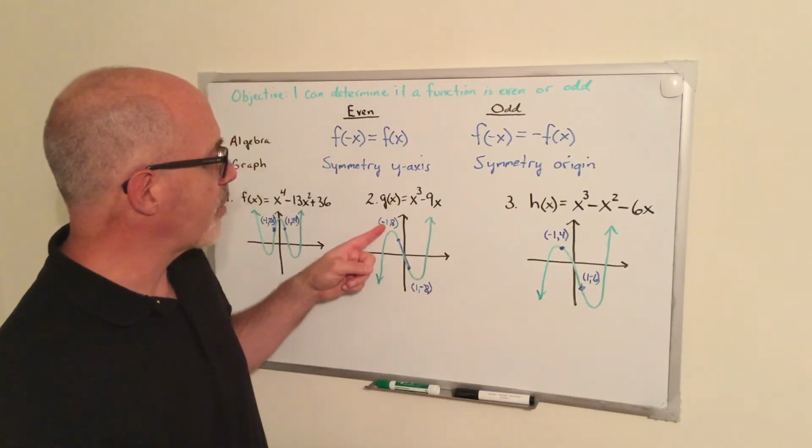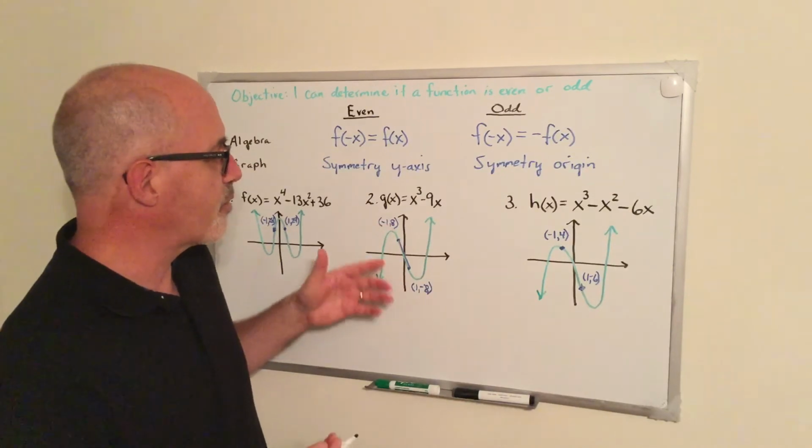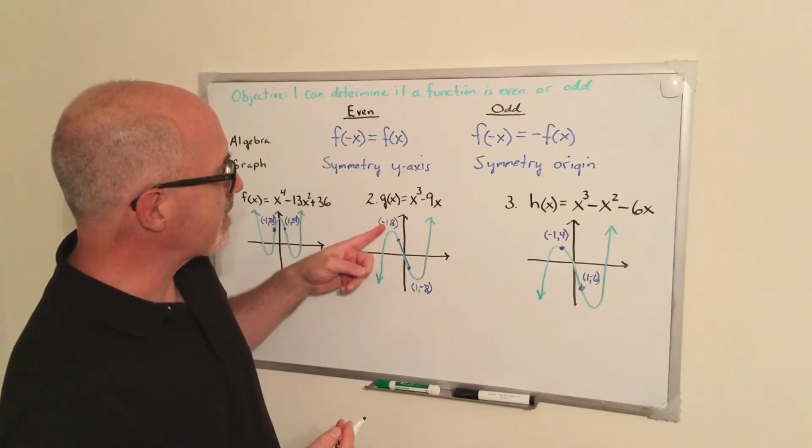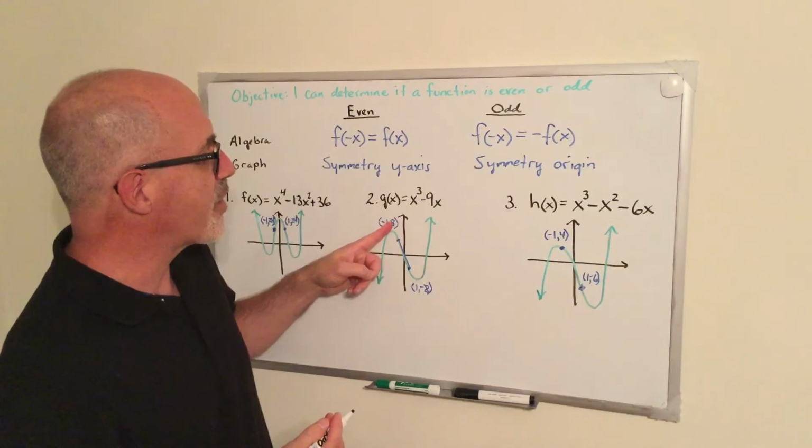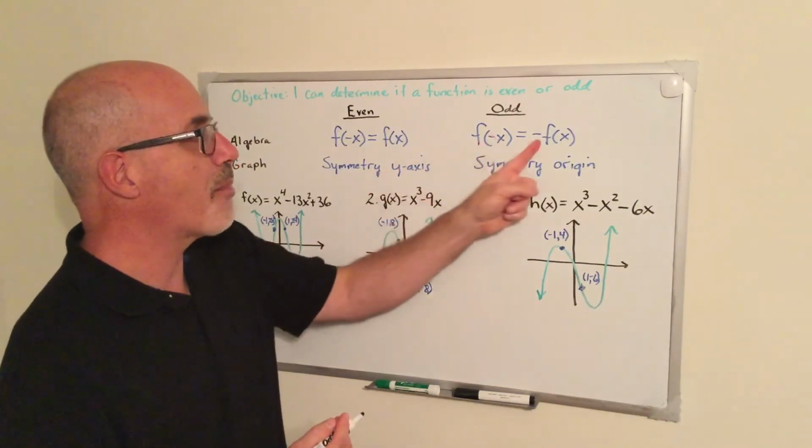What it looks like with these ordered pairs, again, that doesn't prove anything with the ordered pairs, but notice that this -1 and this +1, their y values are opposites.